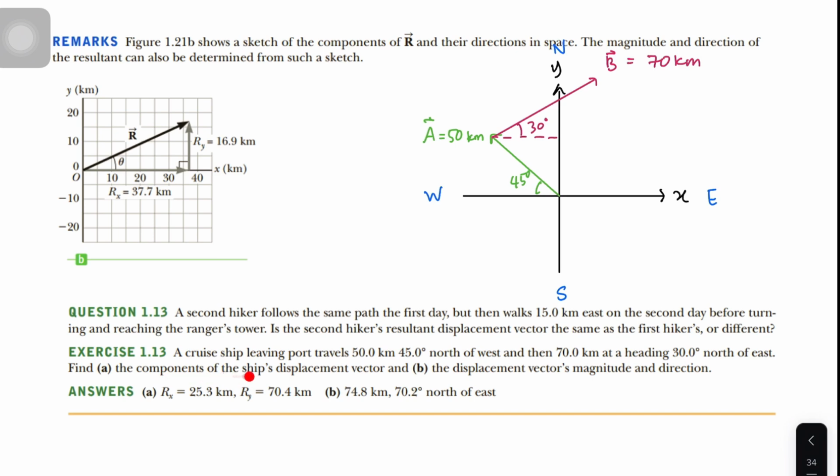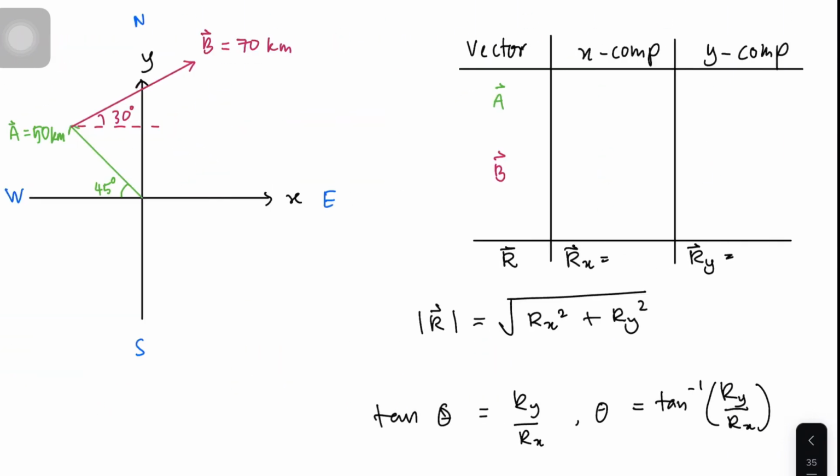The question is asking for the components of the ship's displacement vector and the displacement vector's magnitude and direction. The answer is already given here. You are going to do exactly like mine, and solve for every single vector here. Calculate the components of R, the magnitude of R, and finally the direction of R.